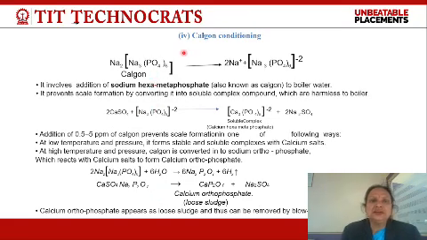The last internal method is Calgon conditioning. Calgon is basically sodium hexametaphosphate. It has the formula Na2[Na4(PO3)6]. It is known as Calgon. It involves addition of Calgon into the boiler. It prevents scale formation by converting it into a highly soluble complex compound which is harmless to the boiler.